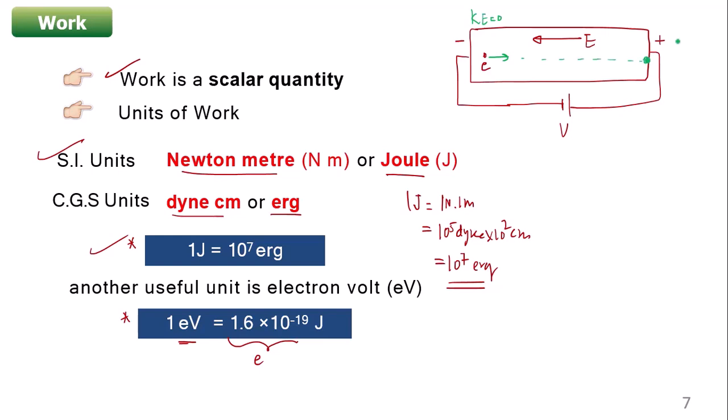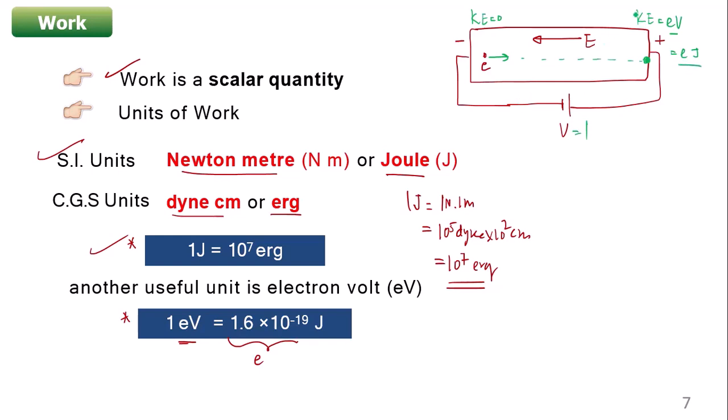Once it reaches over there, the kinetic energy becomes equal to e times capital E. What is e? e is the electronic charge. And capital E is the applied potential, the battery voltage that we have applied over there. So that is the kinetic energy of the electron. Now if I apply a 1 volt battery, then what is the energy? Can I say e joule?